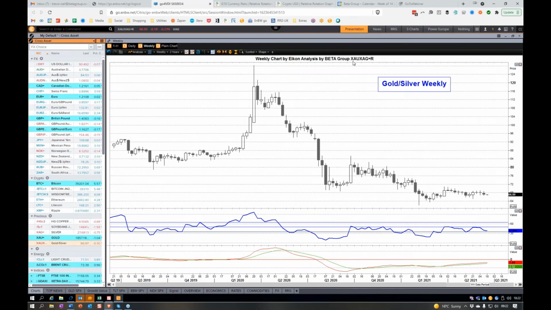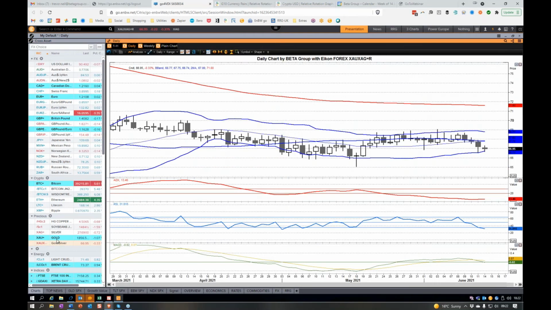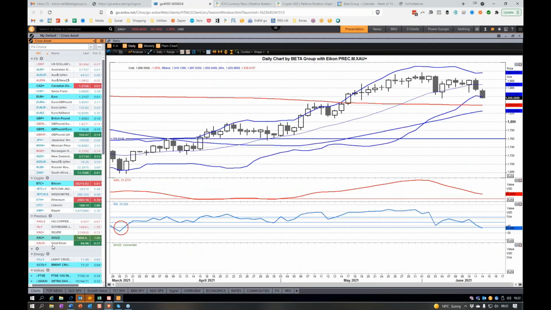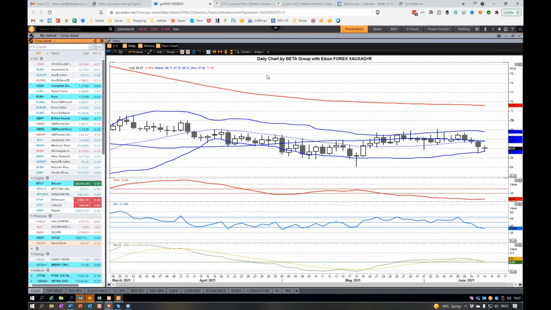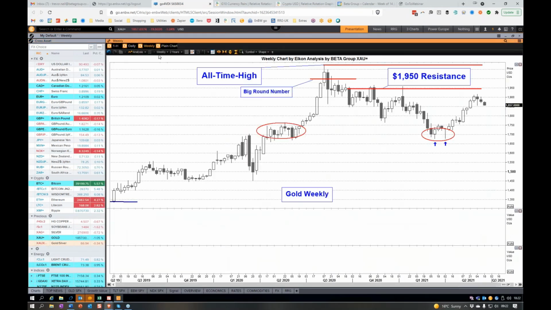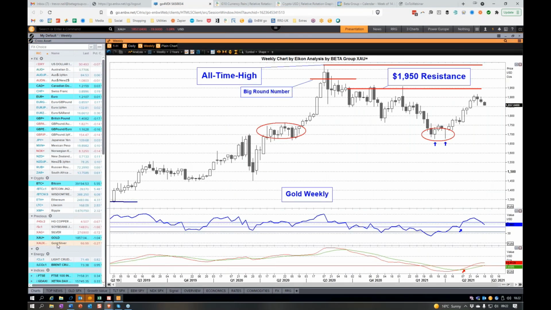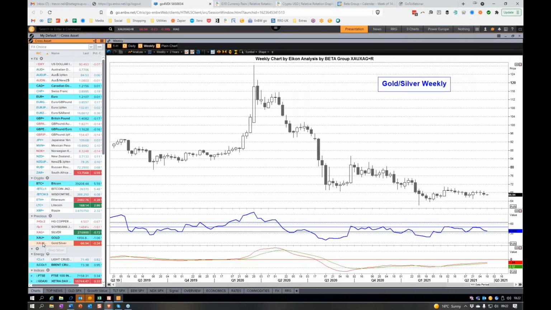Sorry, let me just go back to make sure that chart came up correctly. No, that wasn't the right chart. So here's the weekly chart of the gold-silver ratio, gold silver weekly.